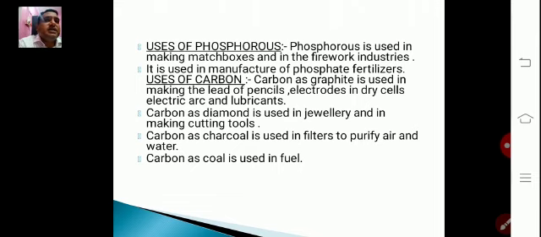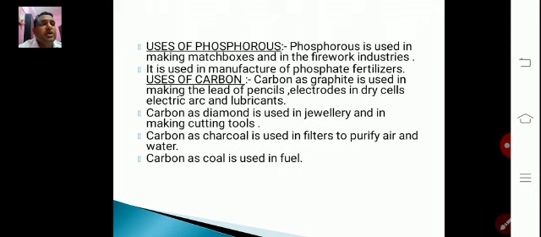So these are the non-metals. And one non-metal, iodine, is used to make a purple-colored solution called tincture of iodine, which is applied on cuts and wounds as an antiseptic. So these are the uses of the non-metals.